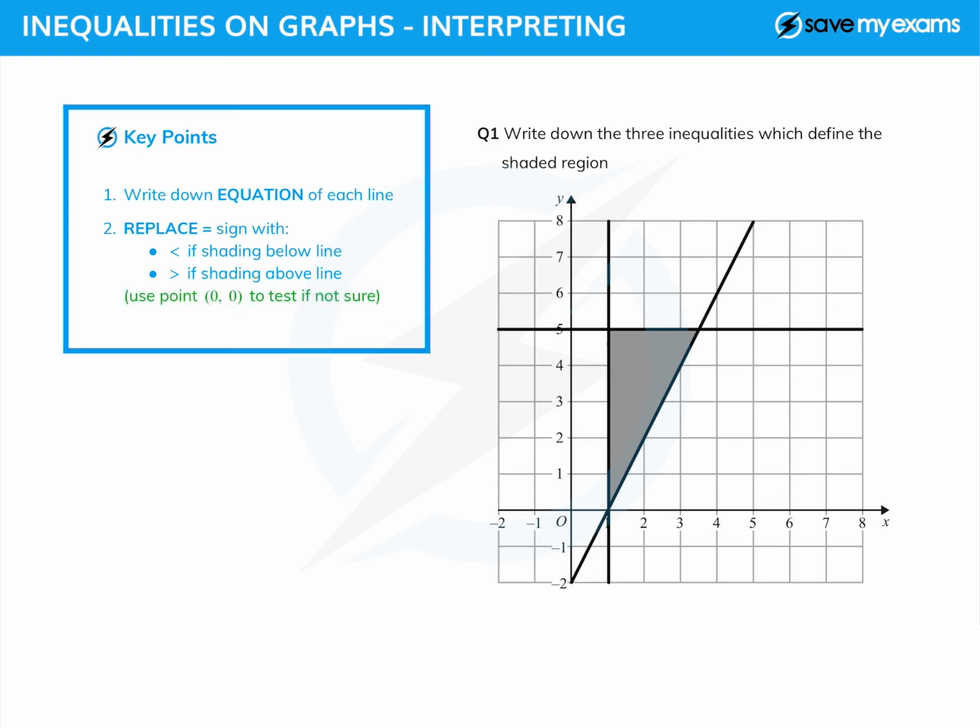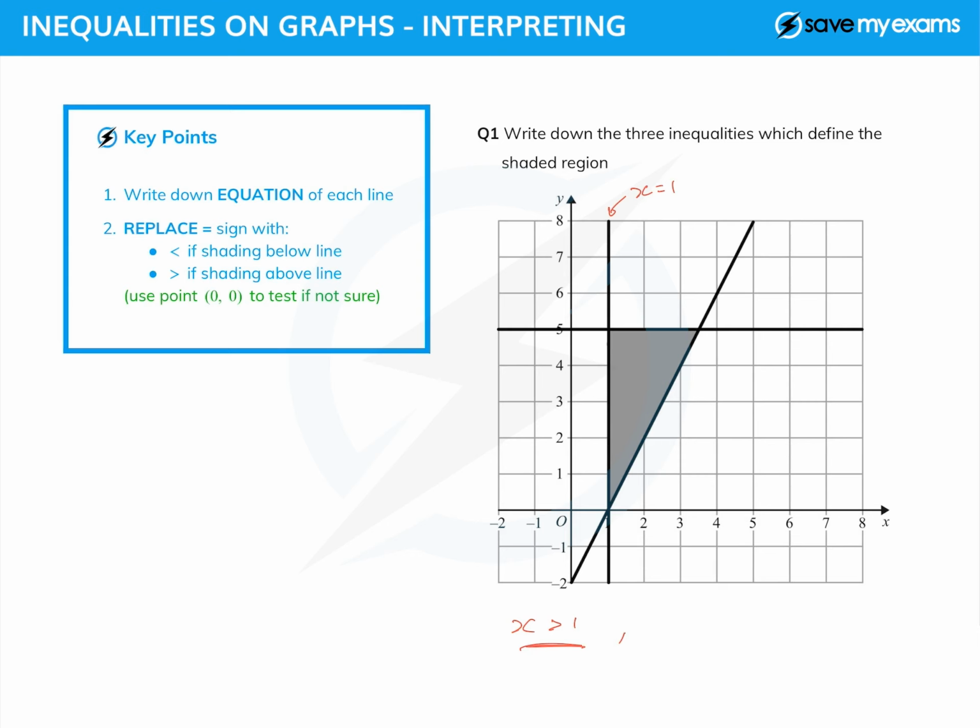So let's start with the easier lines. This one's a nice vertical line, and vertical lines are x equals something. It goes through 1, so that line is simply x equals 1, that line there. And we then replace the equal sign with, well, the shading is on this side of the line, isn't it? And all the x values are bigger than 1 there. So this is clearly x greater than 1. So that's the first of our 3 inequalities.